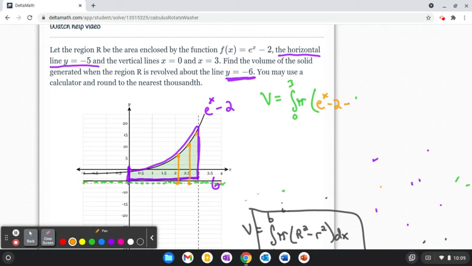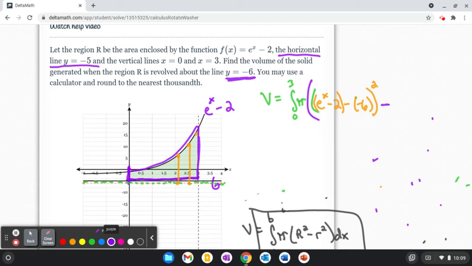minus -6, sorry. Minus -6, okay? And that squared. If you wanted to, you could put this in parentheses. So that's our function minus the axis of revolution squared. And that gives us our first radius, right? And then we have a lot of parentheses here. So it's this, and then minus, because we want that whole thing, minus our inner radius.